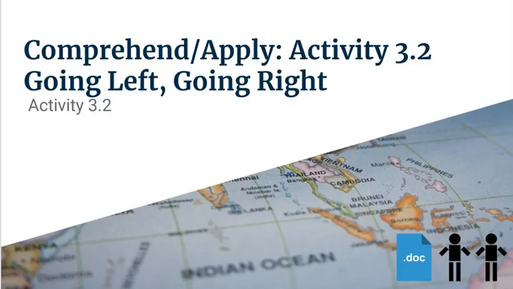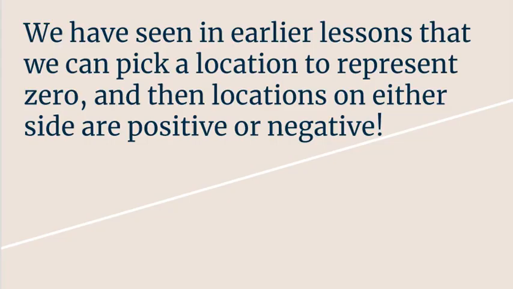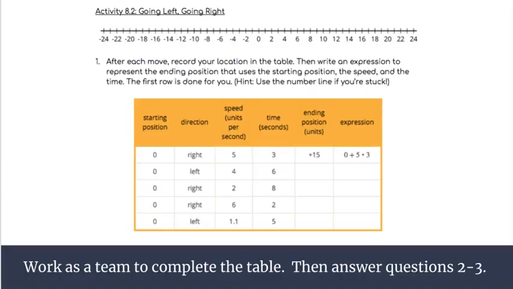So this is going to work with moving left or right. So we've seen before that you can pick a location to represent 0. And then depending on which side of that you're talking about, you're either negative or positive. And that's what we're going to do in this activity. We'll start at 0 every time. Then you're going to move either right or left for a certain number of units per second, and then it'll tell you how many seconds, and then we have to figure out what that position is and the expression that goes with it.